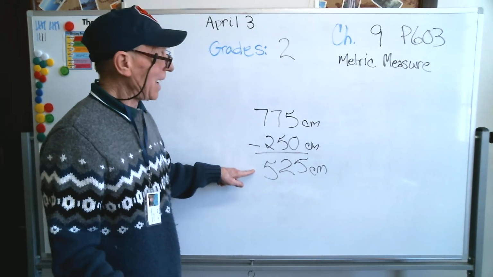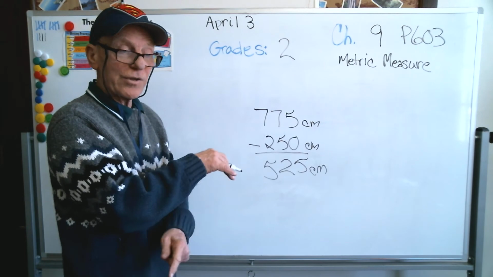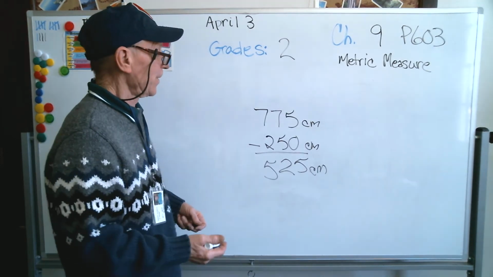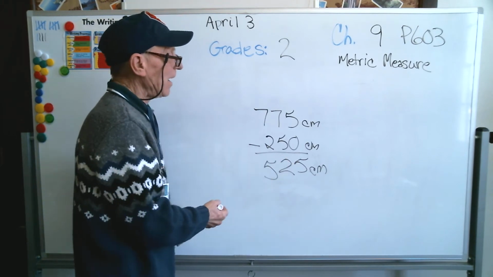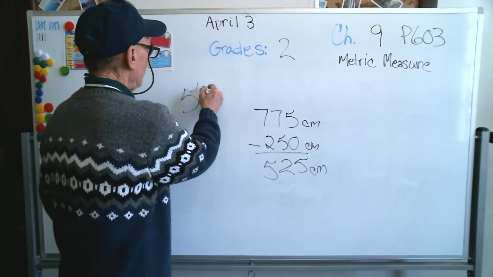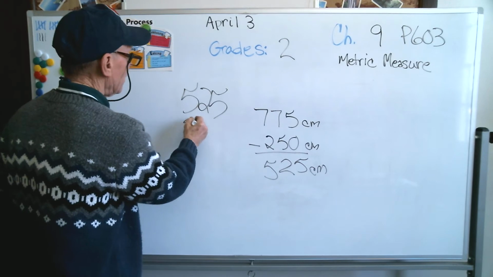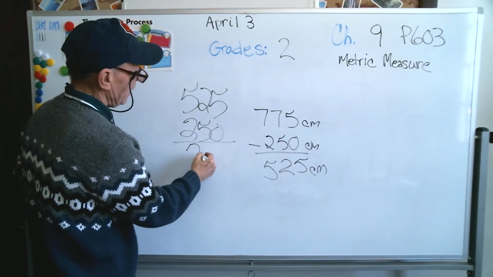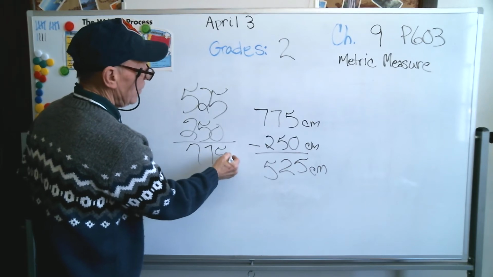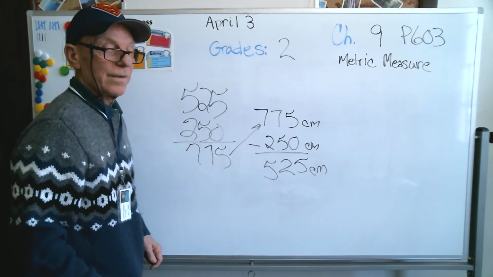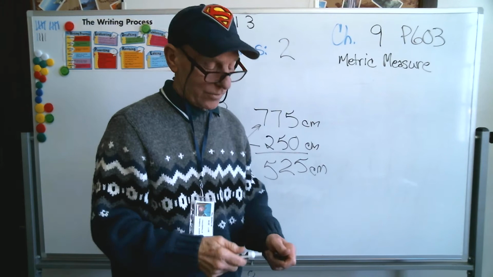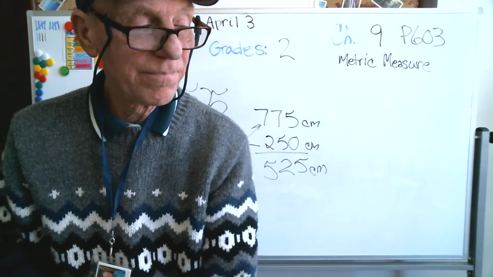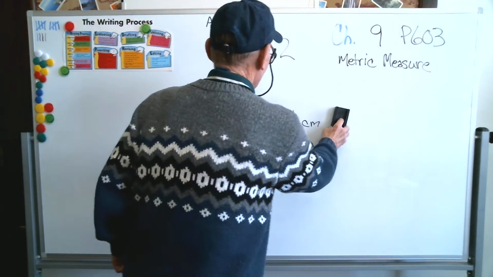Now you can check that by doing the reverse operation. This is subtraction, so you would use addition. So if I took the 525 and I added that 250 back onto it, I would have 775, which is correct because that's what Mr. Lot had to begin with.